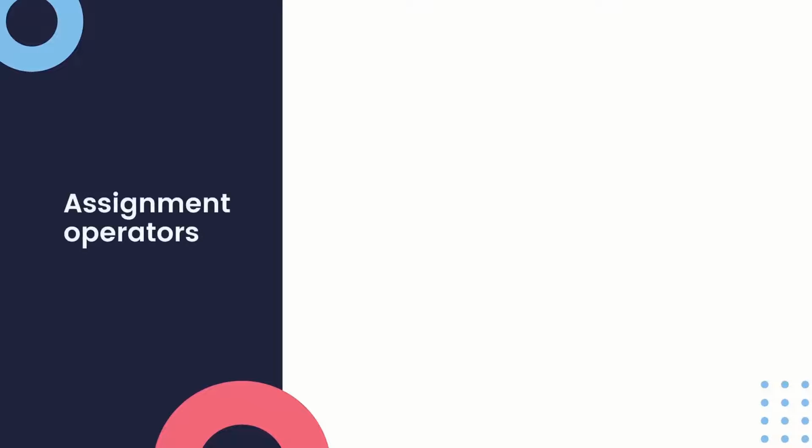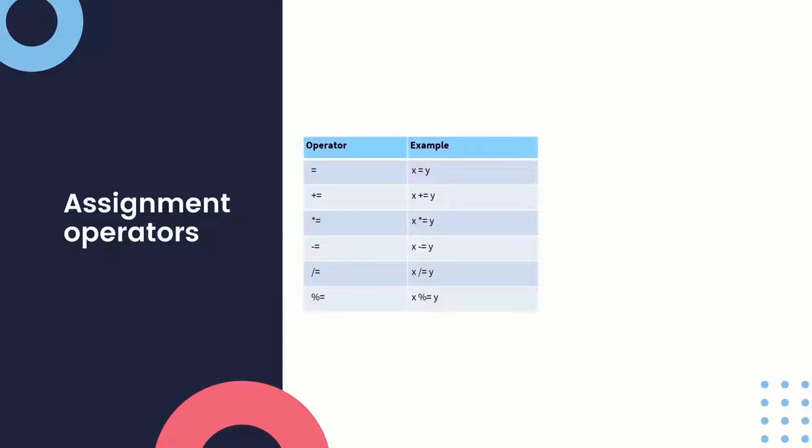Now moving on to assignment operators, and here is a table that shows you a couple of examples of the assignment operators that we tend to use mostly in JavaScript. Keep in mind, assignment operators are used to assign values to a variable, and we've done this pretty well with the very first example, which is equal.